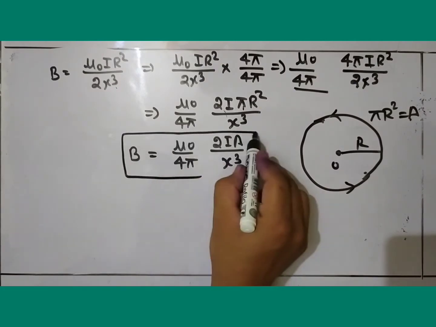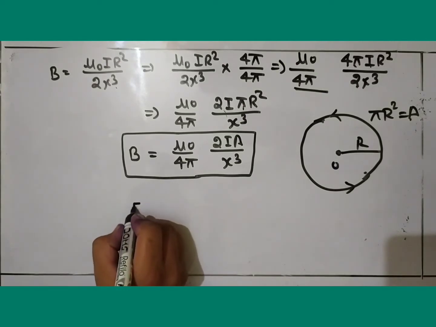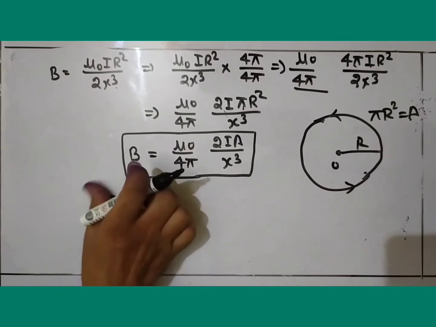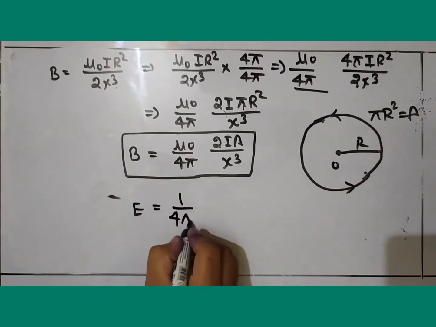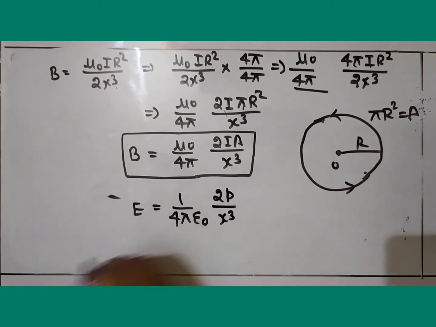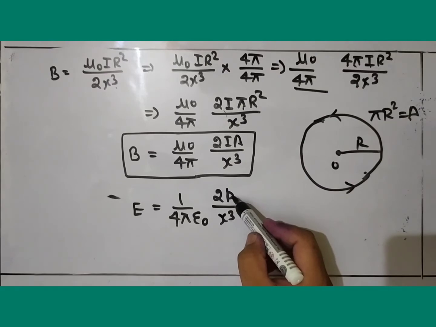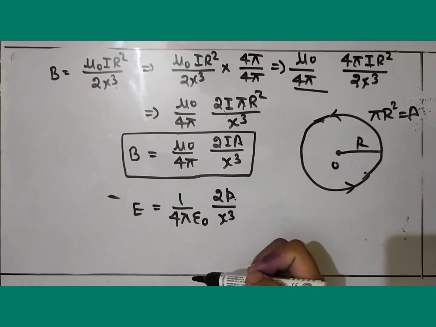Now if I write here the electric field due to a dipole, at a point P, which is separated at distance x from the center of the dipole, and x is very large in comparison to the size of the dipole, we can write the electric field E as E equals 1 over 4 pi epsilon naught times 2p over x cube, where p is the dipole moment of the dipole.